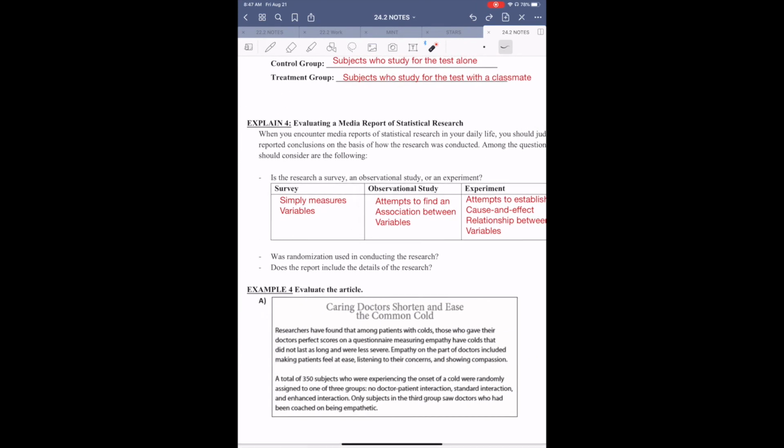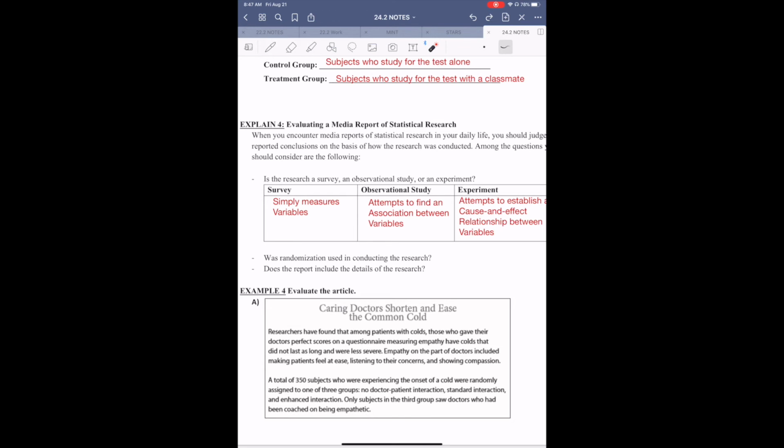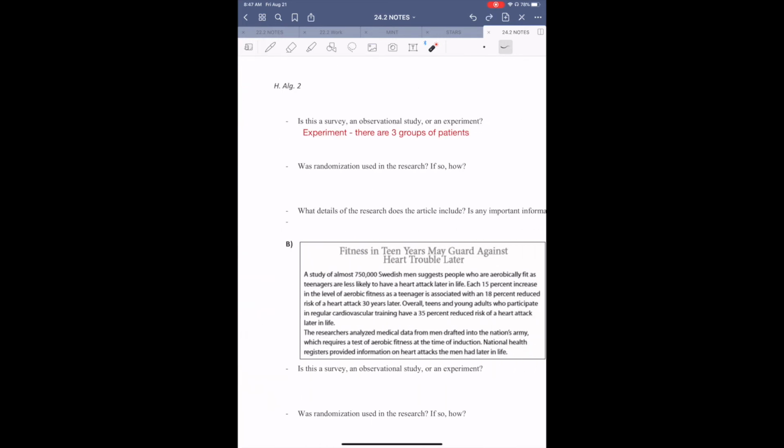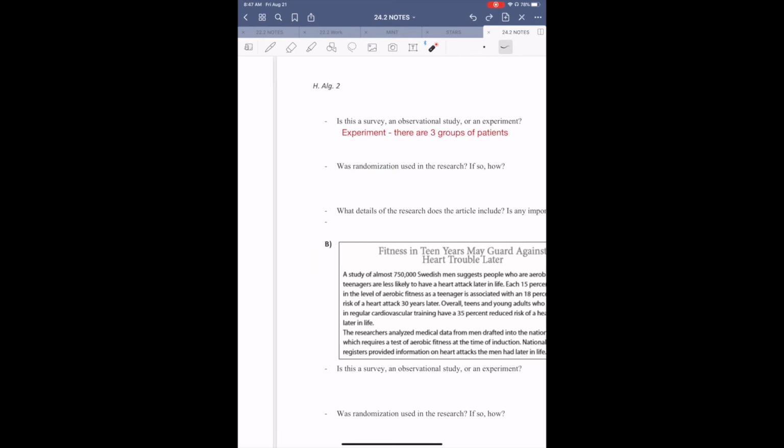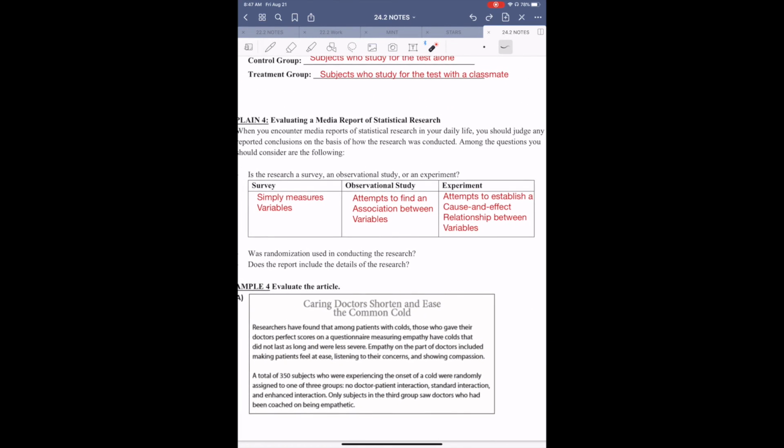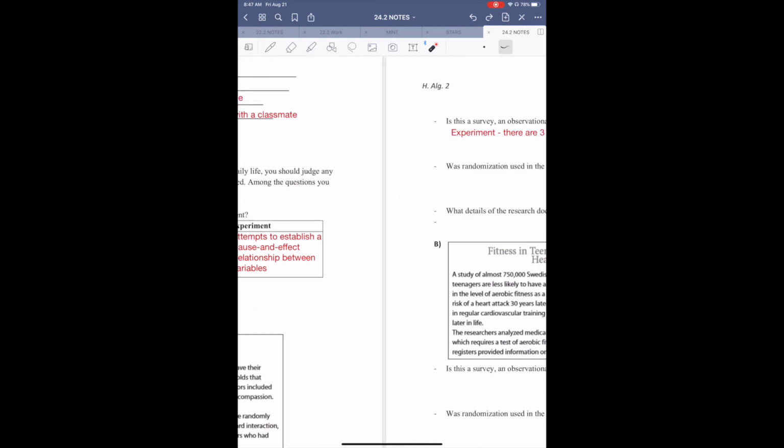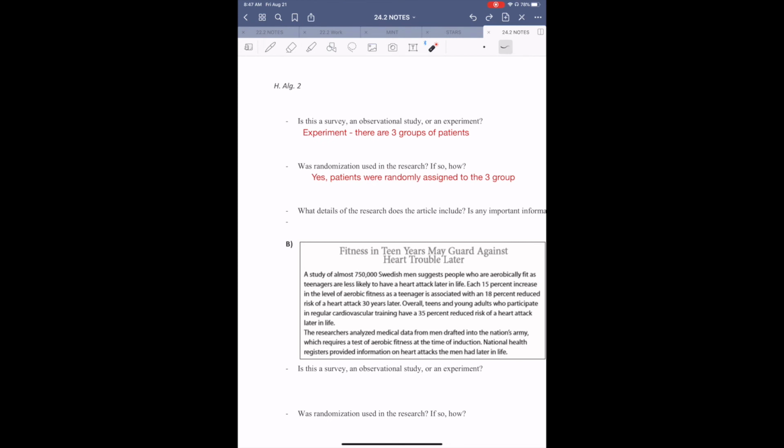Well, if you go back to the article and you read this section here, they were assigned to one of three groups. That gives it away that this is an experiment. There are three groups of patients to which they are being assigned. Was randomization used in the research? If so, how? Well, if we go back here, you can see that they were randomly assigned to the three groups. So yes, randomization was used.